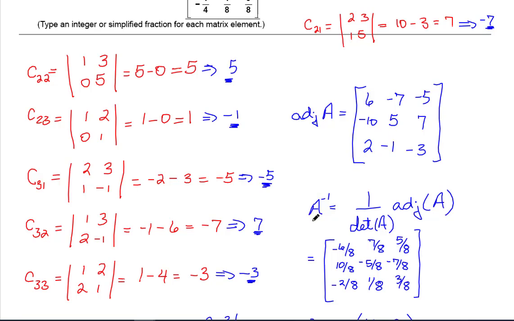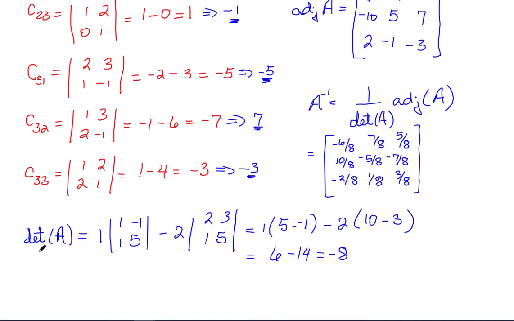They want us to find A inverse using the adjugate. And the inverse is simply 1 over the determinant of my original matrix, so that's not 0, and I multiply that by the adjugate.